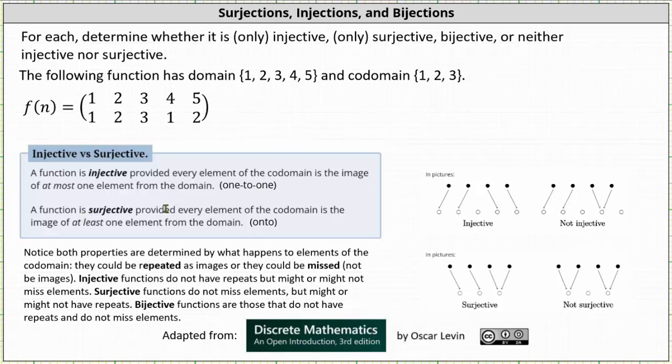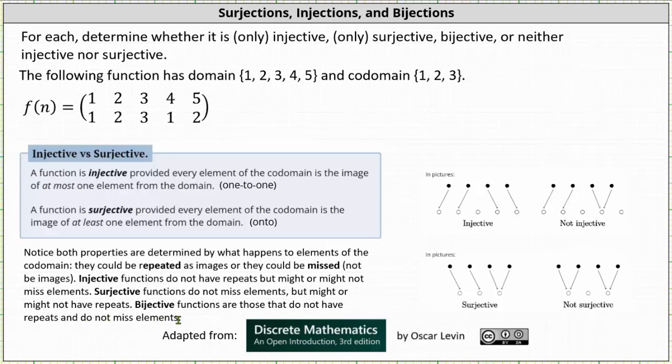And a function is surjective provided every element of the codomain is the image of at least one element from the domain. Notice both properties are determined by what happens to the elements of the codomain. They could be repeated as images or they could be missed. Injective functions do not have repeats in the codomain, but might or might not miss elements in the codomain. And surjective functions do not miss elements from the codomain, but might or might not have repeats.